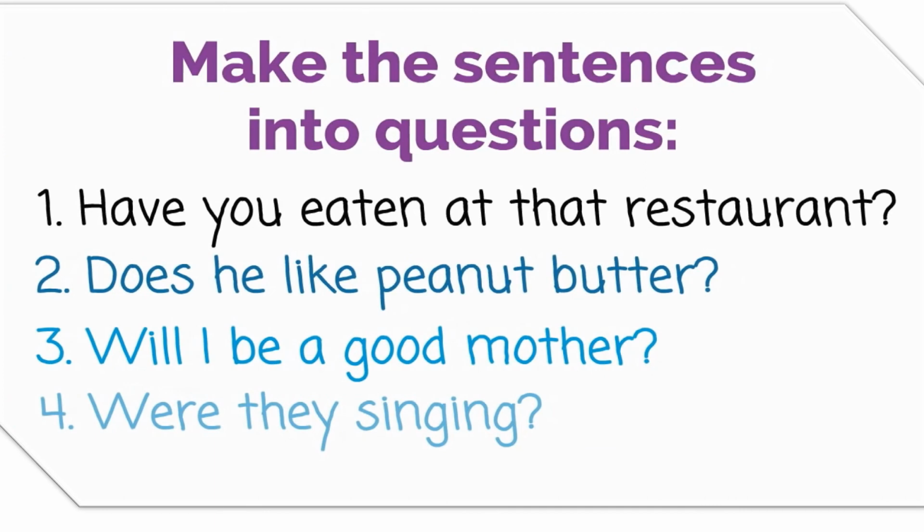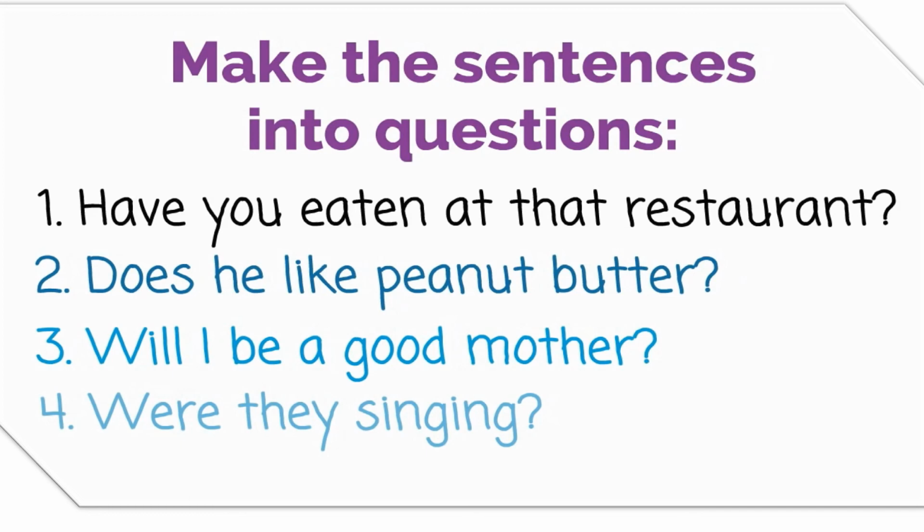So as you can see, these are the questions of the previous sentences. Have, does, will, and where. This is about the yes or no questions. Have you eaten at the restaurant? Does he like peanut butter? Will I be a good mother? Were they sinning? So as you have listened, this is about the yes or no questions. It's the first type of making questions. Have, subject, past participle. This is the present perfect.